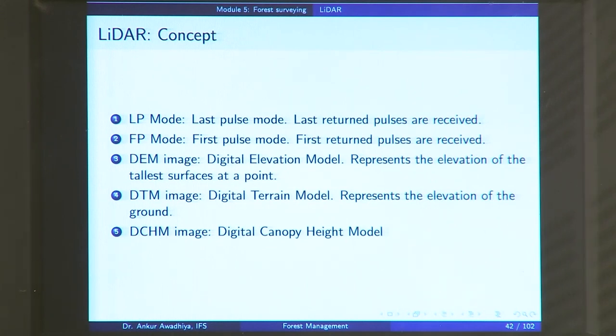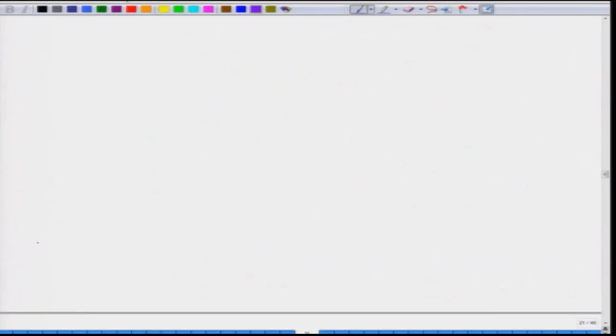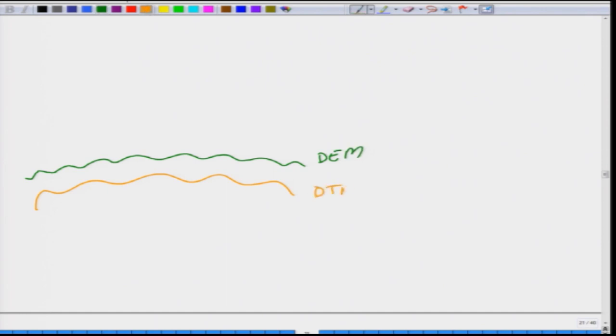What we are saying here is that you have a ground, and then you are getting a canopy. So, these are the two surfaces that you are generating. You have the digital elevation model, which is giving you the tops of the canopies. You have the digital terrain model, which is giving you the shape of the earth below it. And if you subtract the DTM from the DEM, you will get the heights of the canopy at different positions. So, this is giving you the digital canopy height model. This is equal to DEM minus DTM.